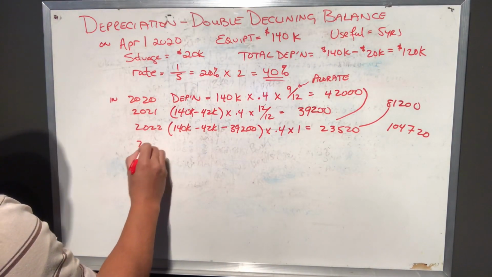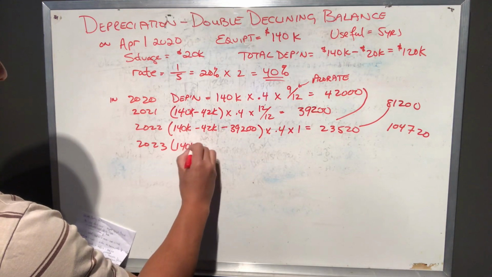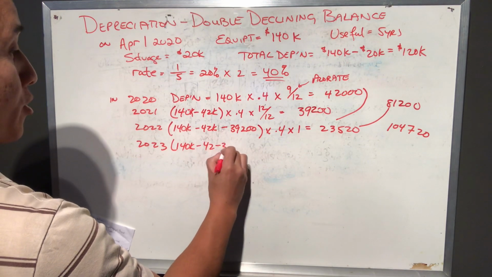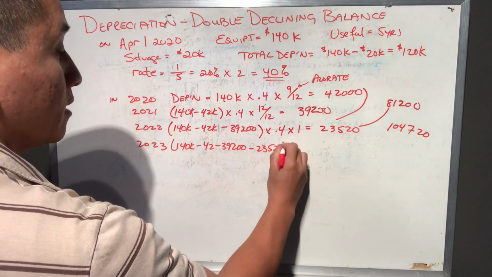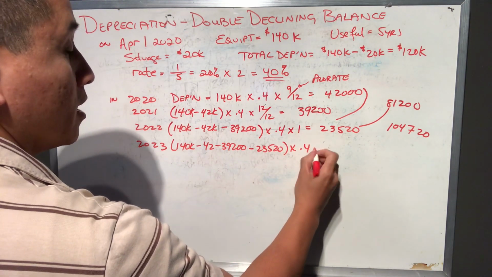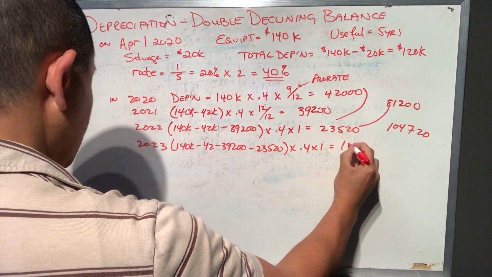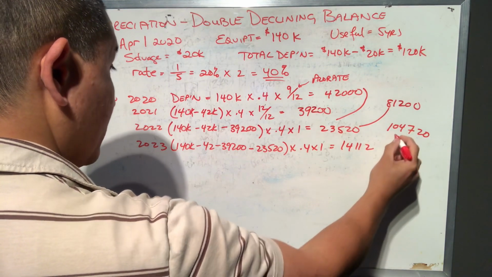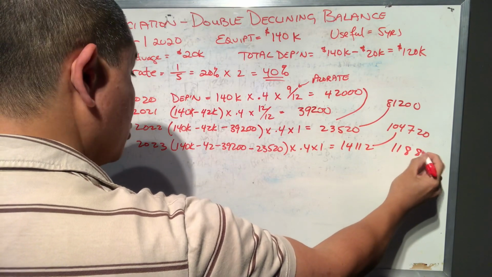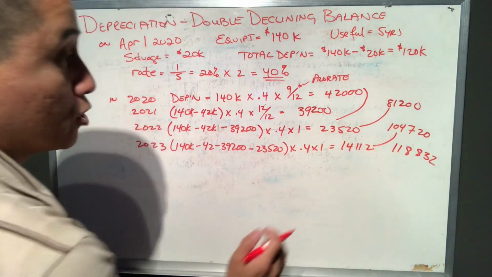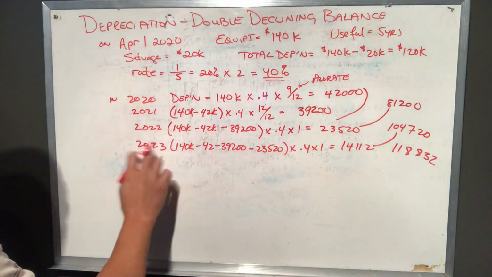Let's continue on. In 2023, how are we going to calculate this? Well, it's the original 140 minus the 42 minus the 39,200 minus the 23,520, multiplied by 0.4, multiplied by 1 full year. So that will give us 14,112. Now, if we add these together, that would give us $118,832 for total depreciation as at the end of 2023.